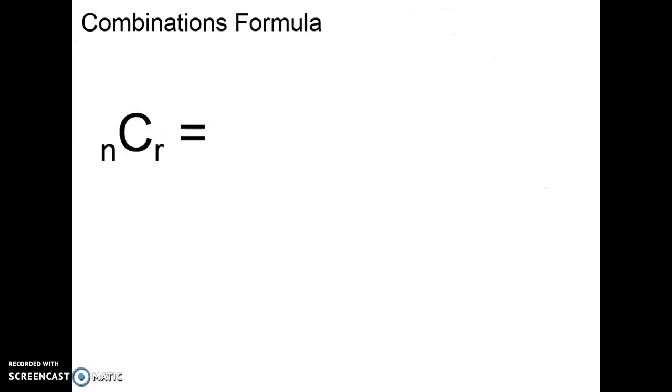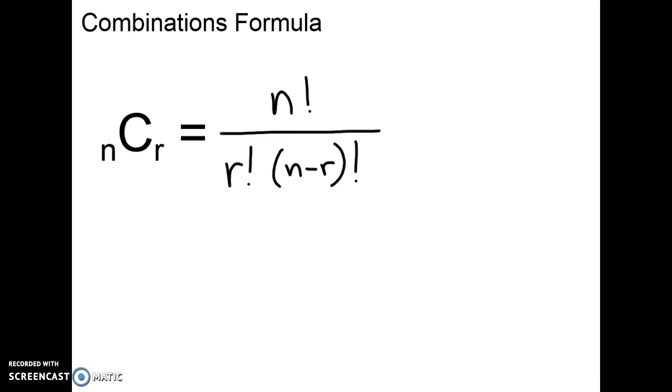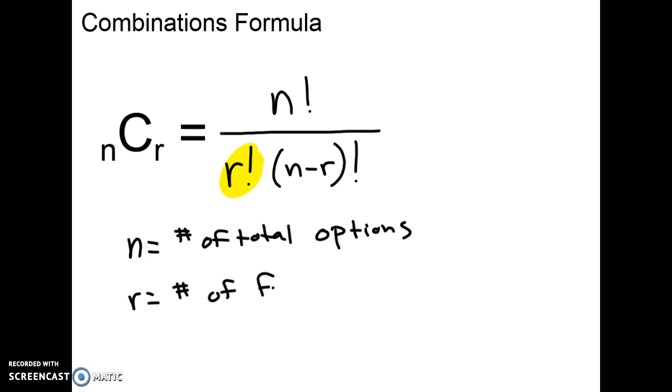So we're just going to skip right to our formula here. And it's very, very close to the formula we had for permutations, but obviously we have less. What happens here is we have this r factorial out front, then we have the n minus r factorial. This is the only thing that's different in the combinations: we have this extra r factorial that we're dividing out. And once again, n is number of total options, and r is number of favorable options.